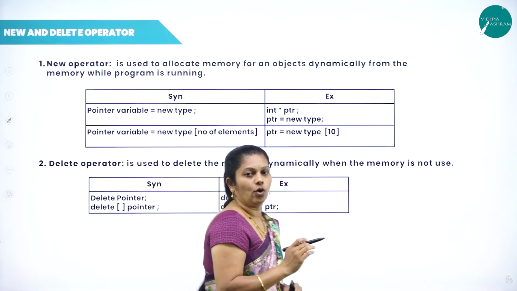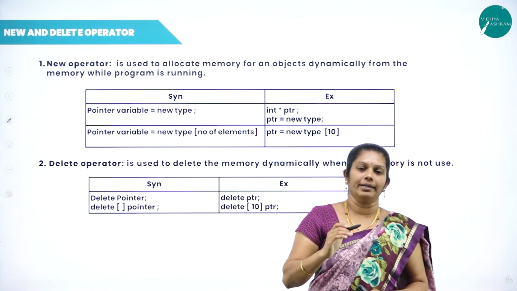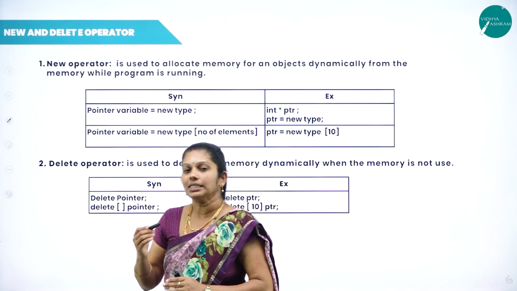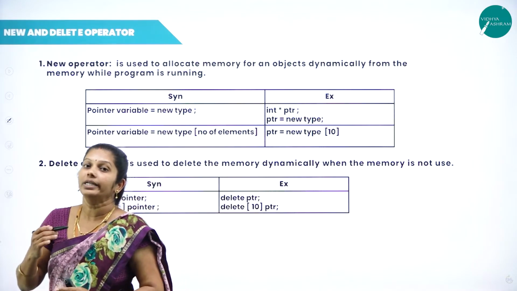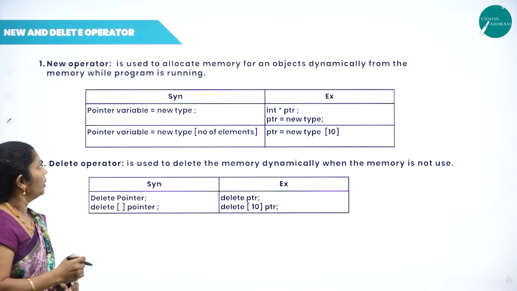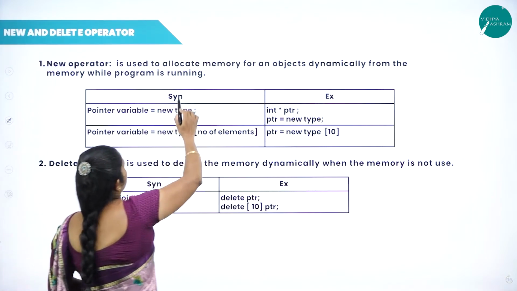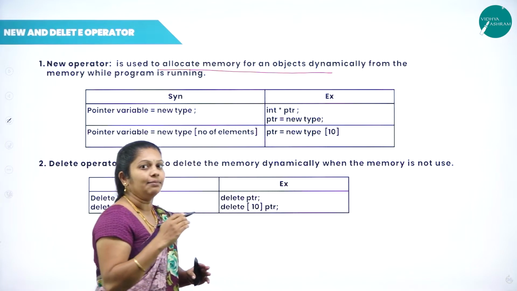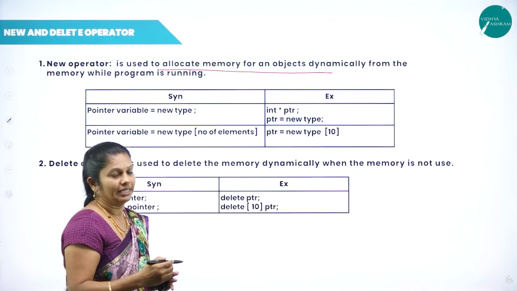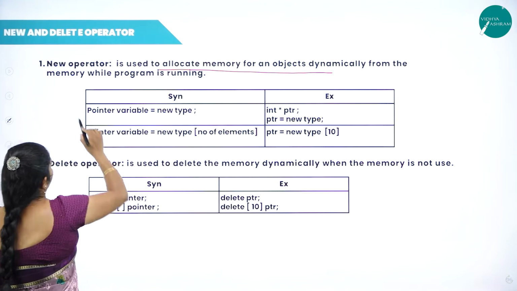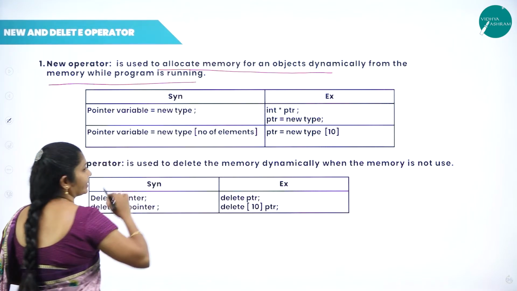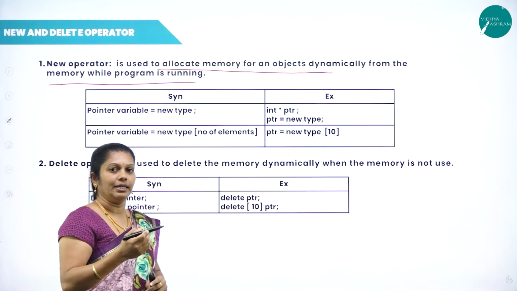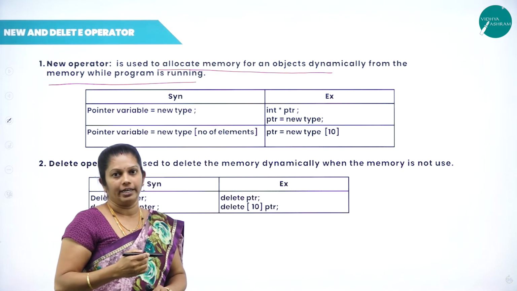What is the use of the new operator? The new operator is executed automatically when we need memory, whereas the delete operator is used to deallocate the memory. The new operator is used to allocate memory for an object dynamically, whenever we need it, from the memory while the program is running. When the program is running, at that time, the new operator will dynamically allocate the memory.